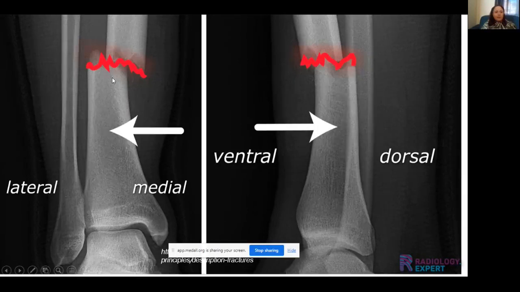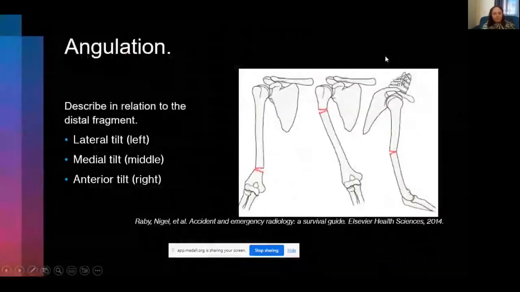Which side is displacement? It's lateral displacement because the distal fragment is displaced laterally. And on the AP view, that's anterior or ventral, and that's posterior or dorsal. And there is, again, posterior or dorsal displacement of the fracture.